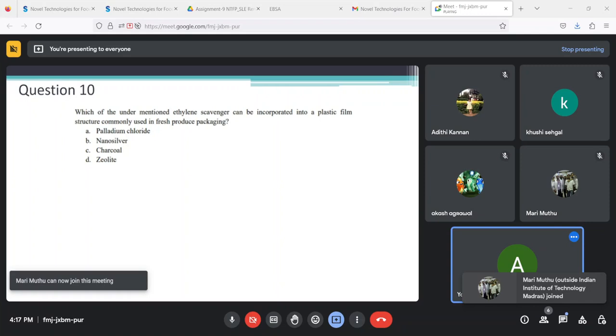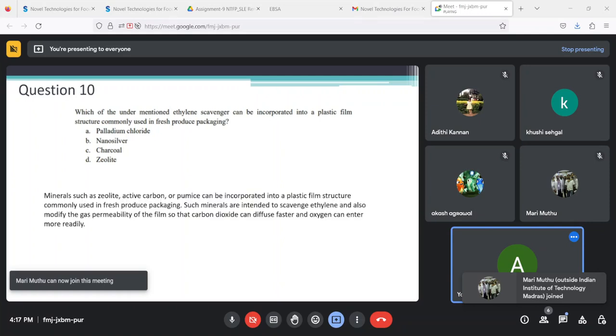So different compounds can be used only in certain forms. All of them cannot be made into plastic films. So minerals such as zeolite and active carbon or pumice can be incorporated into the plastic film structure commonly used in fresh produce packaging. So you can just mix it along with the plastic film itself, and that film itself you can use for packaging.